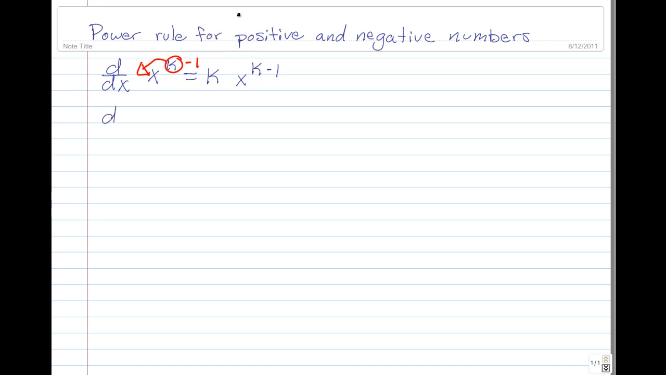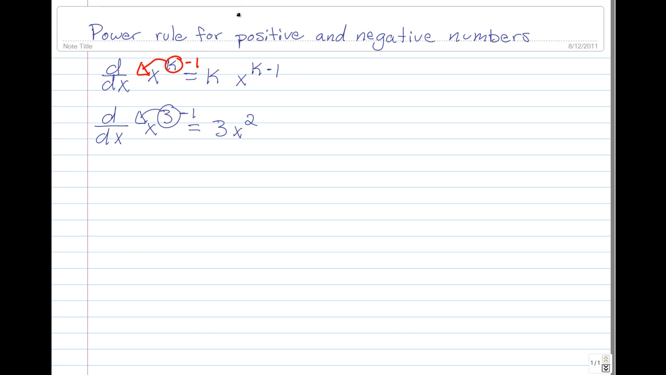The derivative of x to the power of 3 is equal to 3x squared. So as before, you get this number, send it on this side, and then subtract 1 from it. And that's how you get 2.